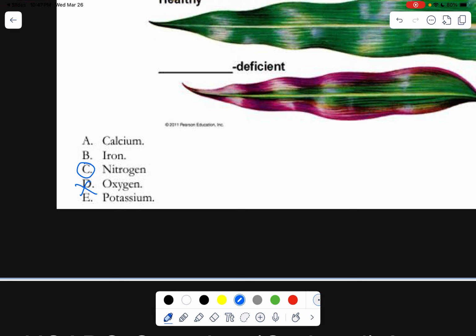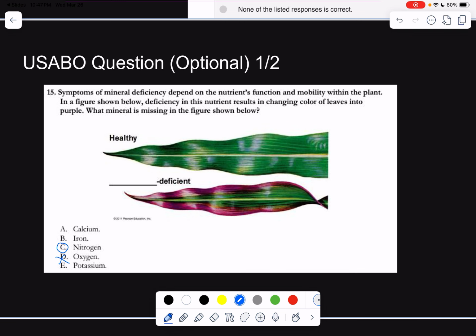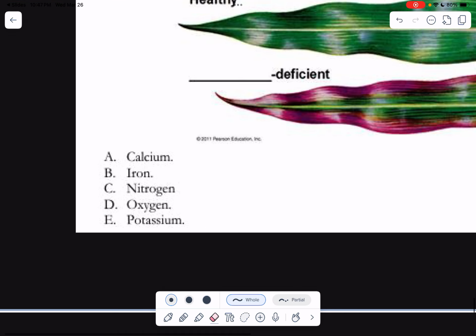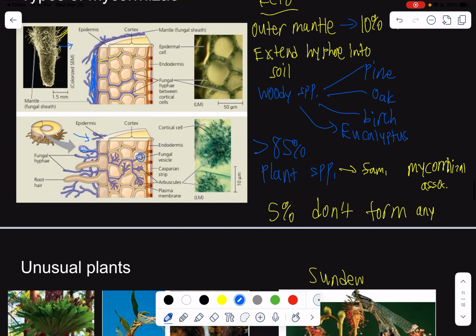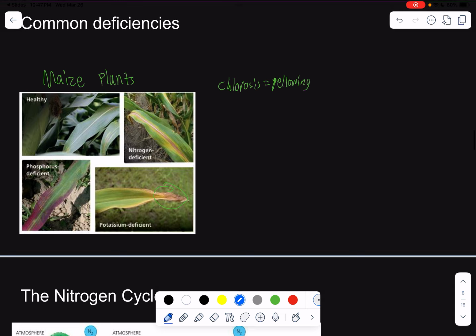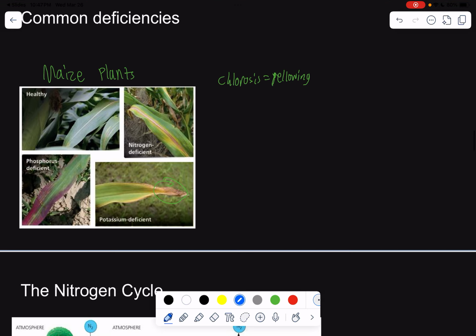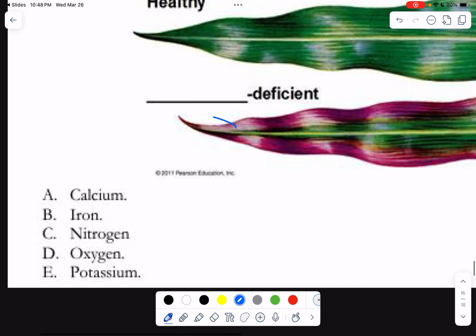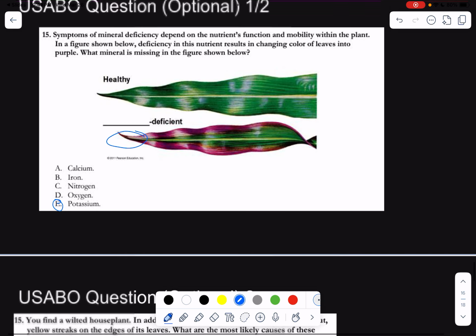And if we look it up in our past USABO questions, we will find that this should indeed be correct. And we can confirm that it is, in fact, actually, it was actually potassium. So let me look at why. Sorry about that. It's potassium deficient because... I see. Okay. So since potassium has a dry tip here, the best answer should be potassium. So let's move on to the second question.